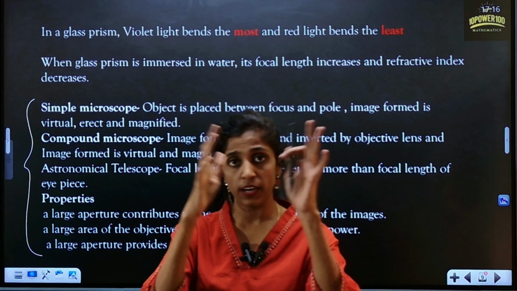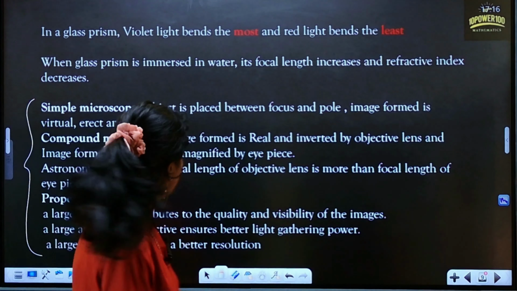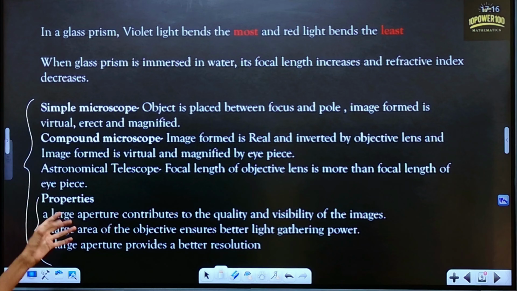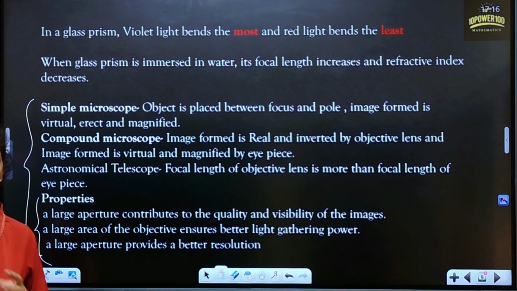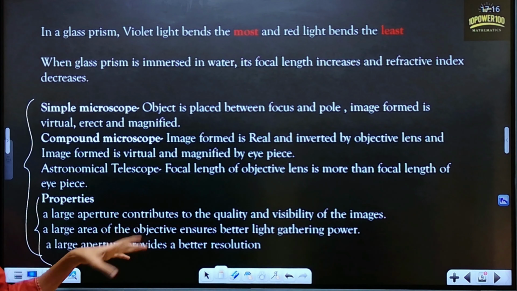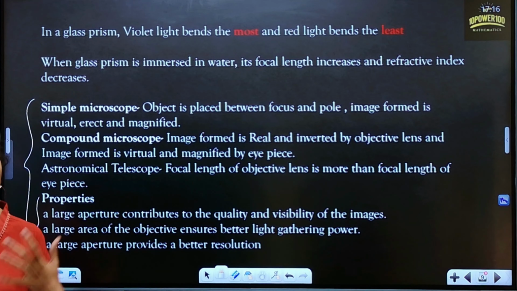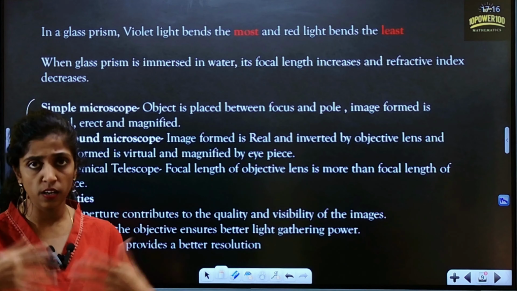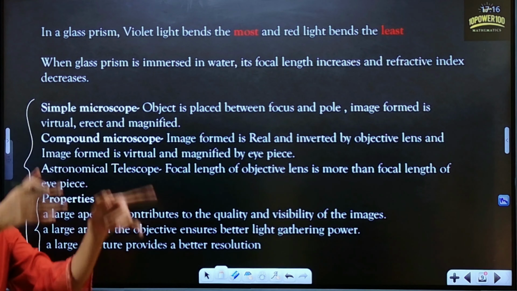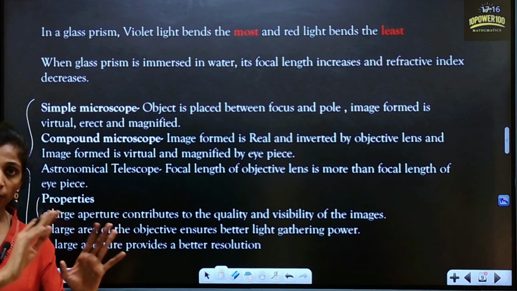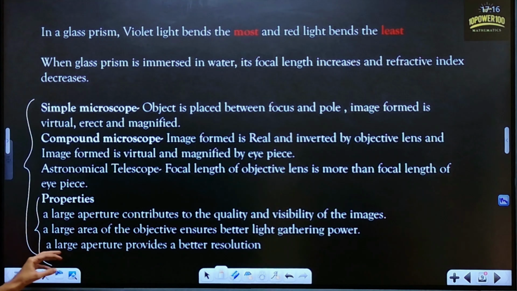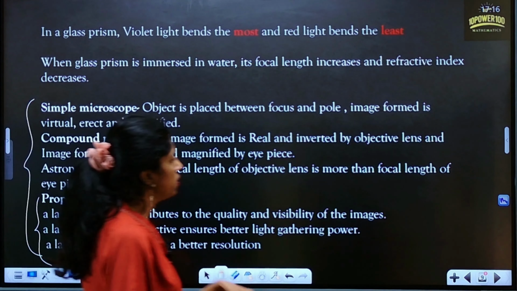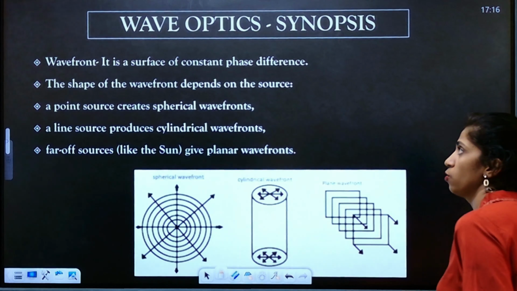Why? Because it should have a large light gathering power, right? So these are the properties of the astronomical telescope: a large aperture. They should use a large aperture and a large area of the objective. Why? Because they need high light gathering power, because the astronomical telescope is used to view objects out in space, right? That's the reason the objective, which is near the object, should have the highest focal length. And of course it should provide better resolution. Okay, so these are the properties of the astronomical telescope.